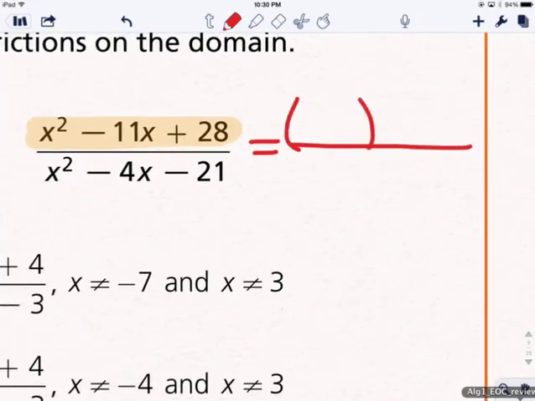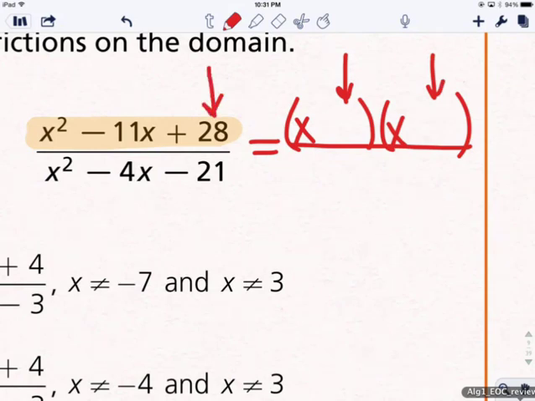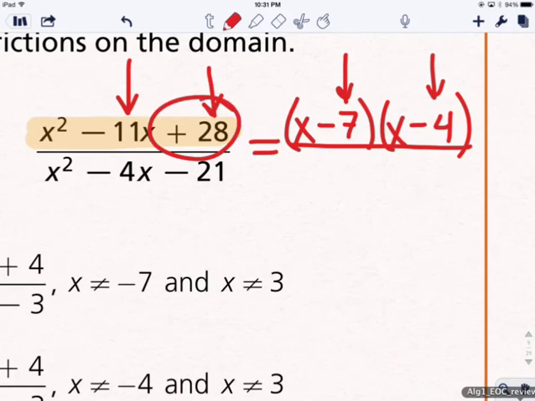So the way we're going to factor it is two sets of parentheses multiplying each other, x and x. What numbers go here? Well, let's see. What two numbers multiplied equal 28 and add up to equal negative 11? 7 and 4? Yeah, so negative 7 and negative 4 will work because they'll multiply to equal a positive and they will add up to equal a negative 11. Okay, so that's how we factor the top.